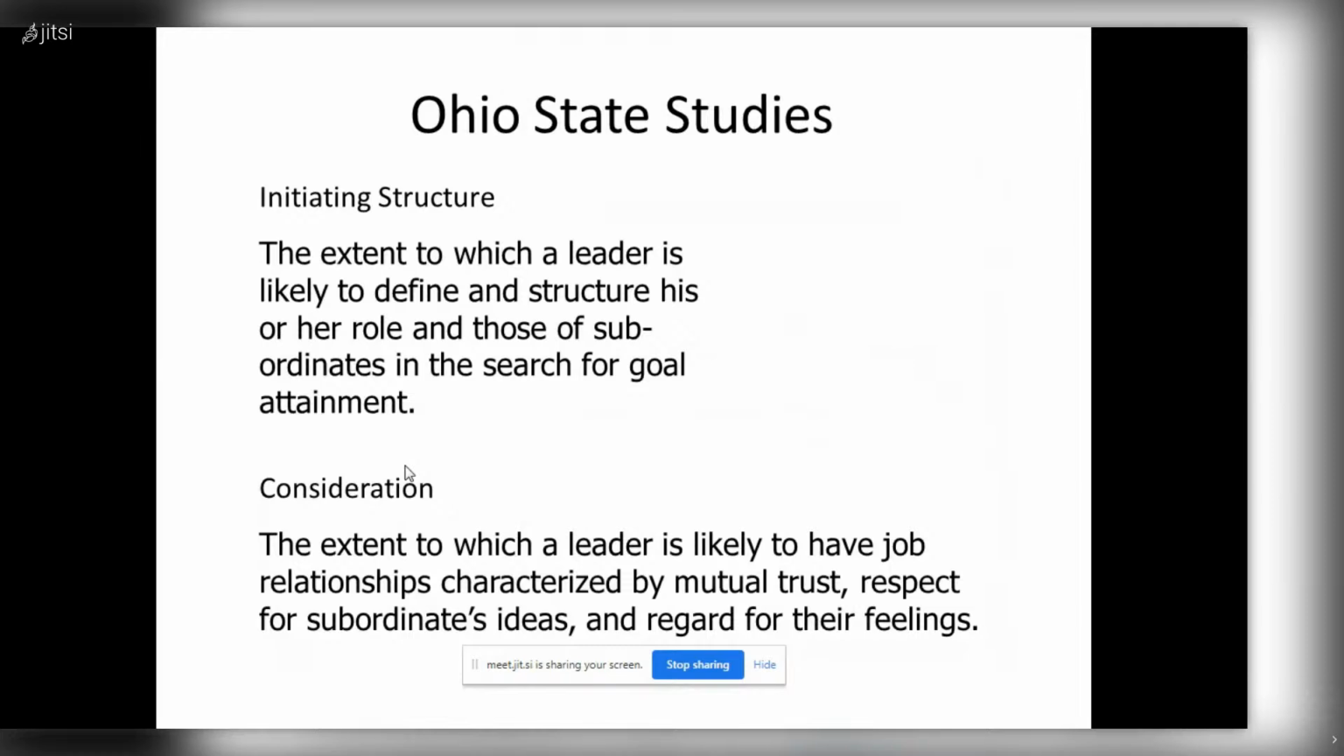satisfaction. So the Ohio State study research found that a leader who is high in both initiating structure and consideration, is a high-high leader.